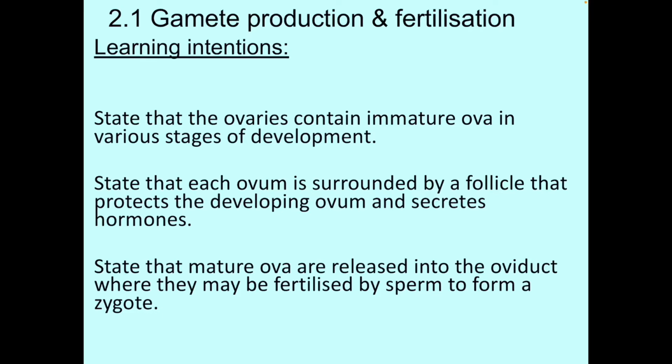This video is about the female reproductive system and fertilisation. So we need to be able to know about the various stages that occur in the ovary during the menstrual cycle. We need to know about the hormones secreted by the follicle, and we need to know where fertilisation takes place within the female's reproductive tract.